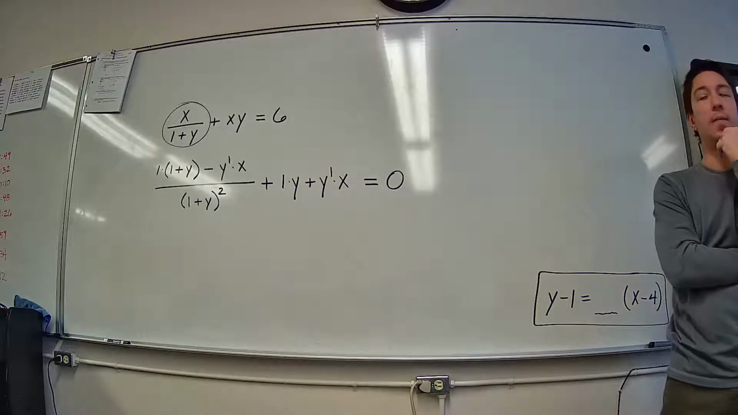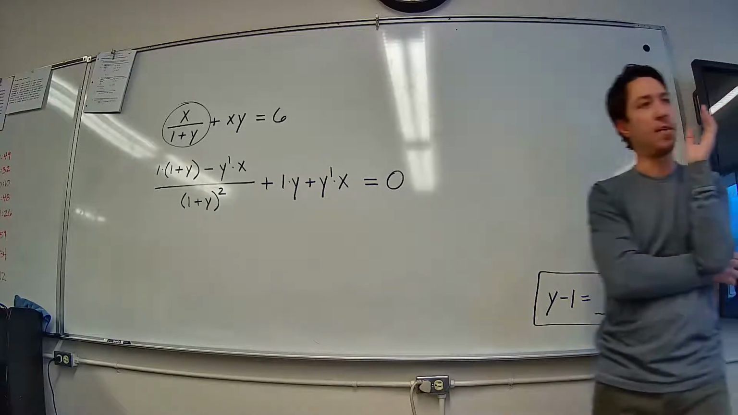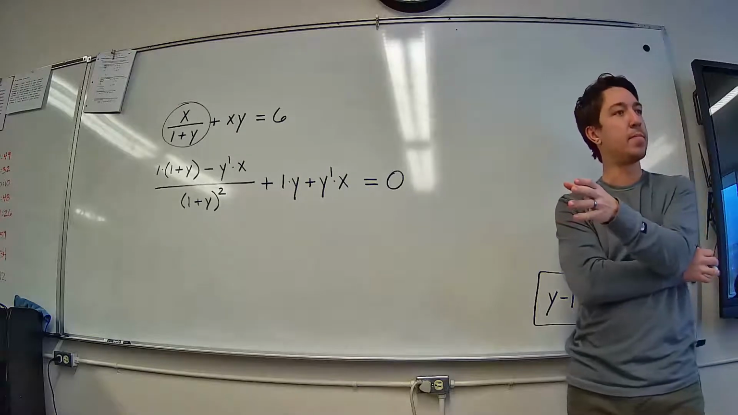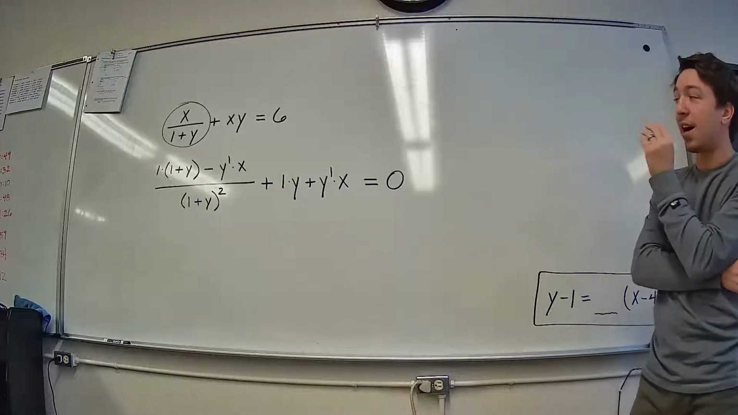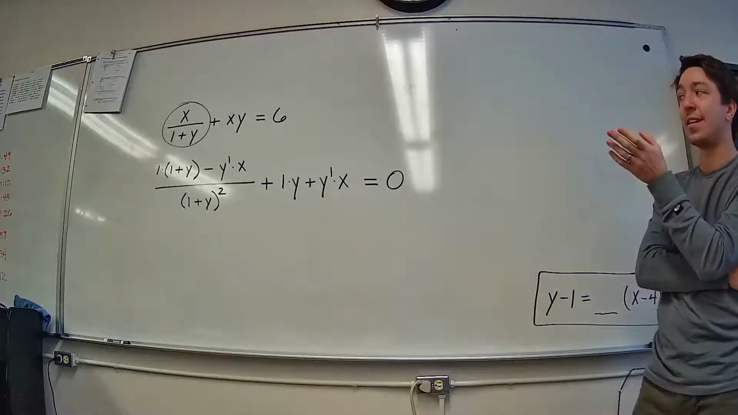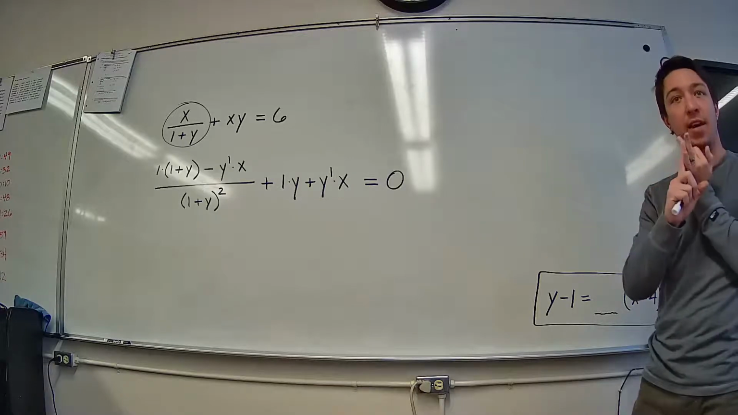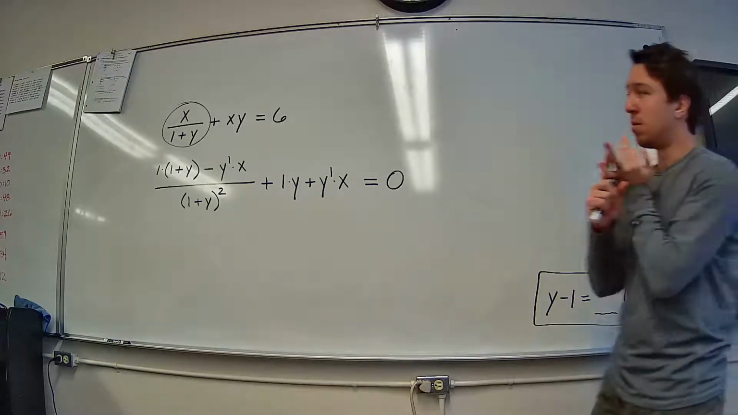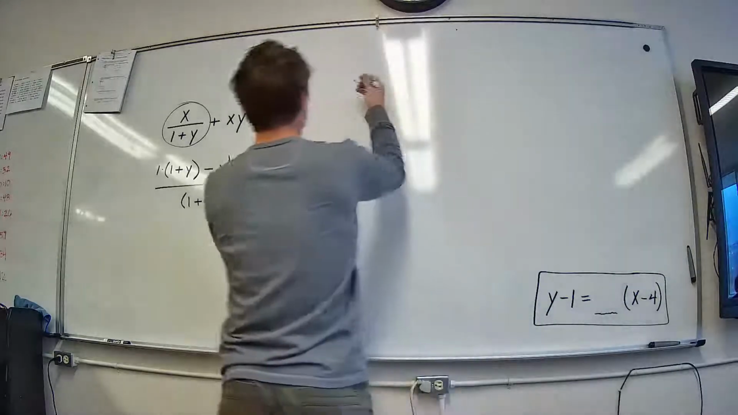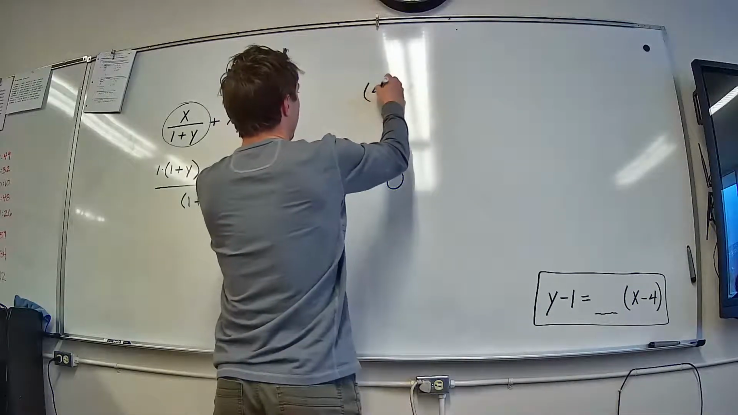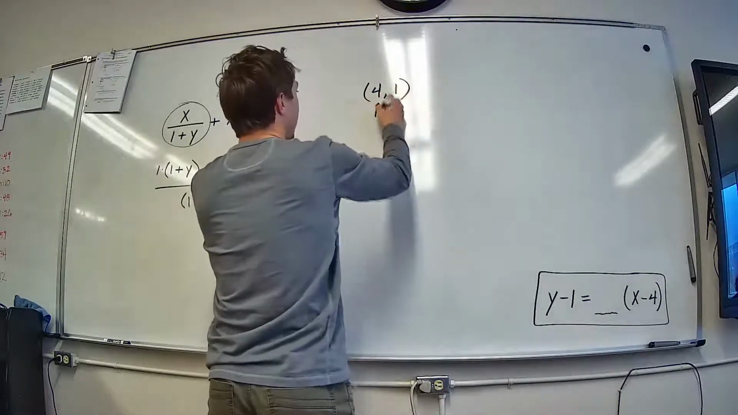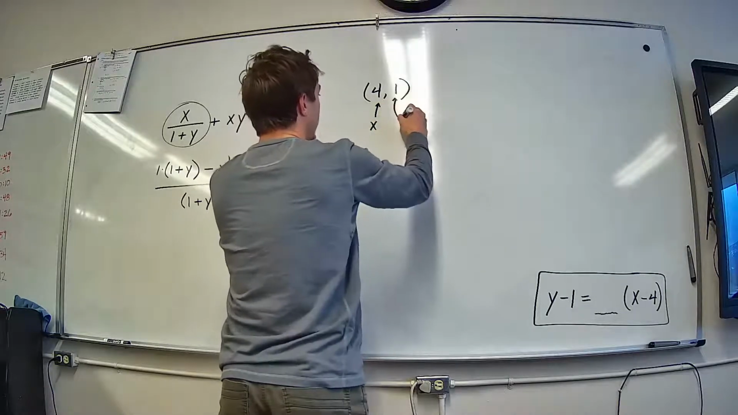We could, I think you guys are thinking of, oh, let's solve for y prime. That's certainly an option, but it's going to be a lot easier for us just to plug in the x and the y value that we care about. Remember, the point we're wondering about is the point (4, 1). So of course, 4 is the x, and 1 is the y.